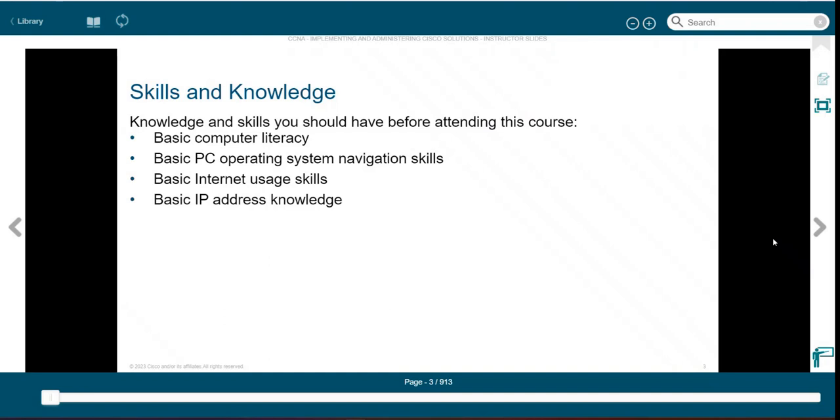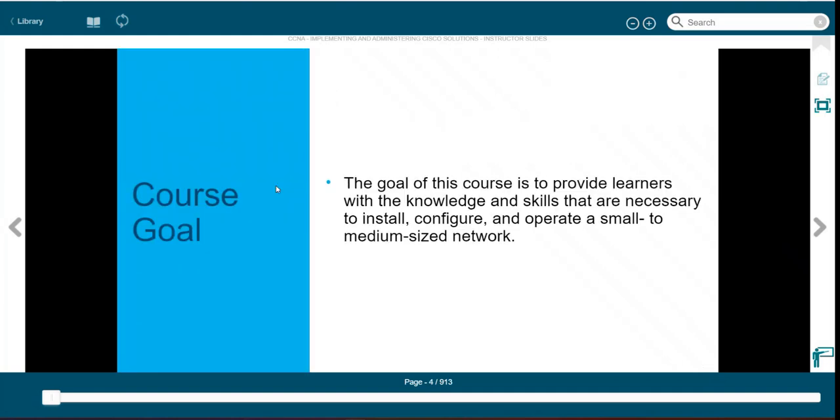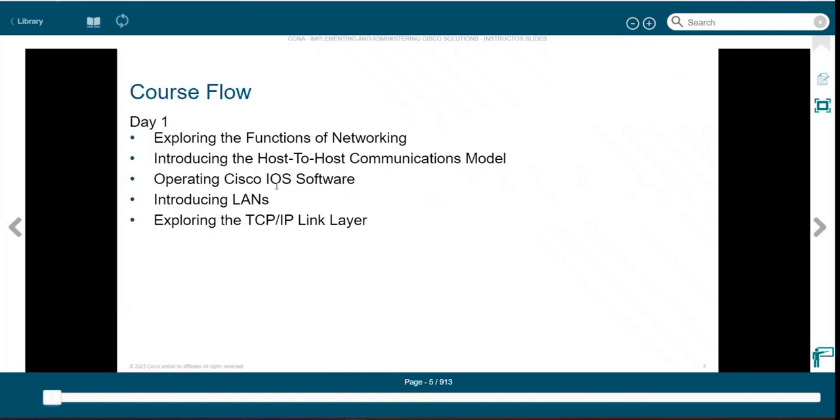So firstly, to begin with this course, the person who wants to opt for and learn CCNA requires just basic skills and knowledge about computer literacy, some operating system navigation, internet usage, and IP addressing knowledge. So not much, just the basic information about IT technologies and computer literacy is required, and you're good to go. Then the course goal is to provide the learners with the knowledge and skills that are necessary to install, configure, and operate a small to medium sized network. Okay, so that is what you learn in CCNA.